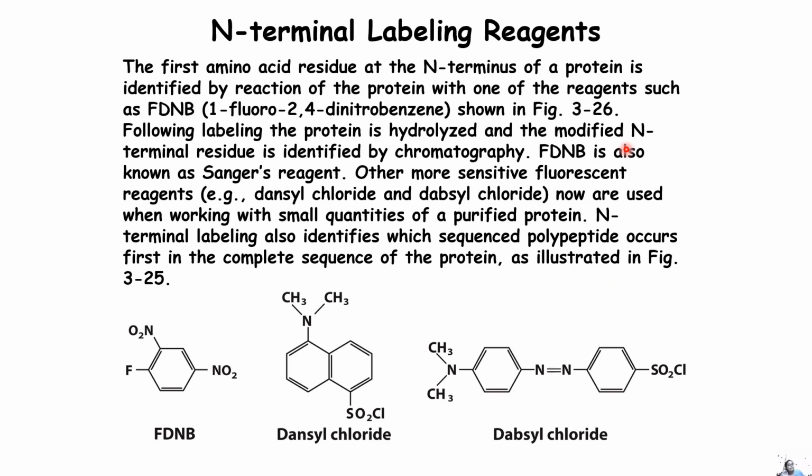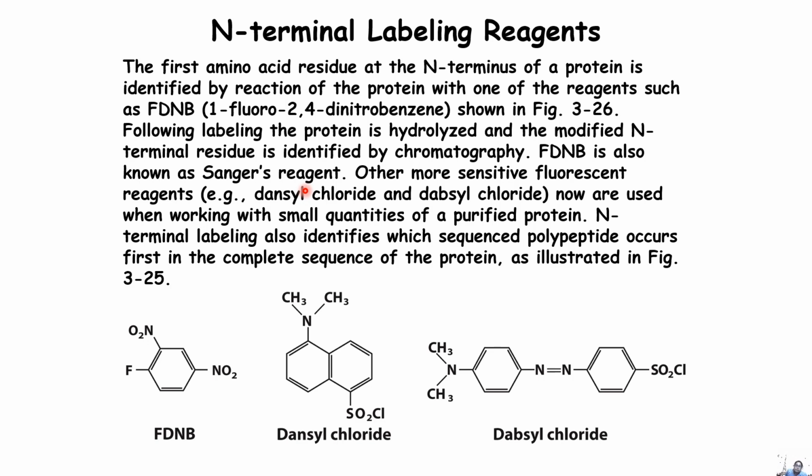Now, what are the N-terminal labeling reagents? The first amino acid residue in the N-terminus of a protein is defined by reaction of the protein with one of the reagents such as FDNB, or 1-fluoro-2,4-dinitrobenzene. It is shown over here, FDNB. Following the labeling, the protein is hydrolyzed and the modified N-terminal residue is identified by chromatography. This particular molecule is also known as Sanger's reagent.